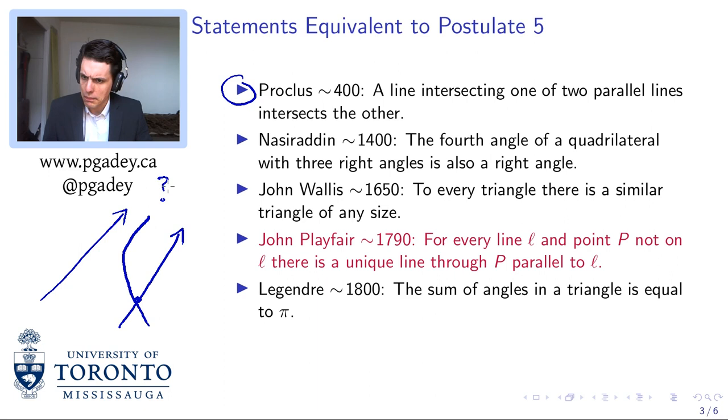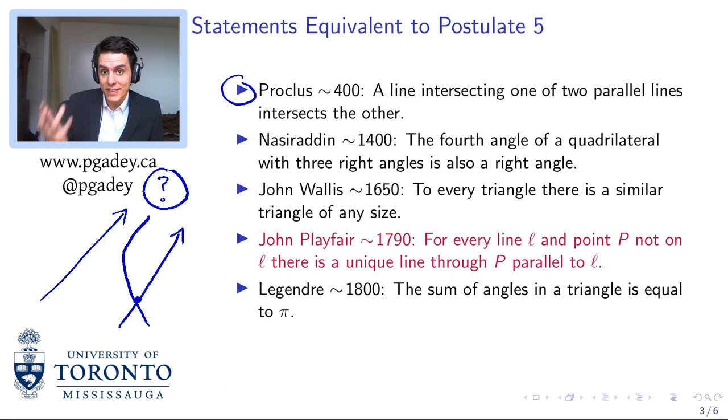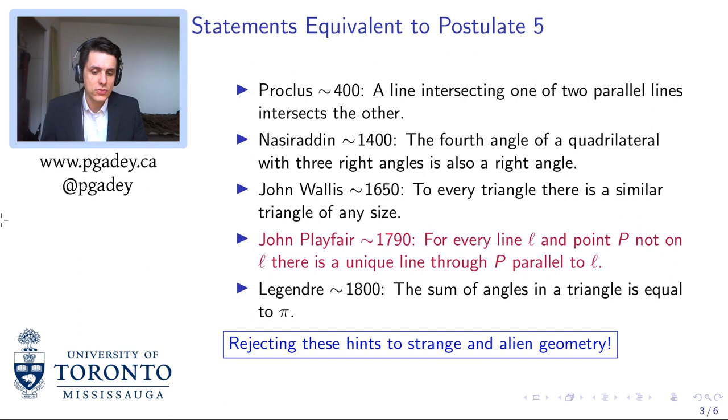That'd be very strange. But if we deny the validity of Euclid's fifth postulate, then these kinds of things will happen in our geometry. Right? So rejecting it hints at strange and alien geometry, and we're going to look into that in this course.